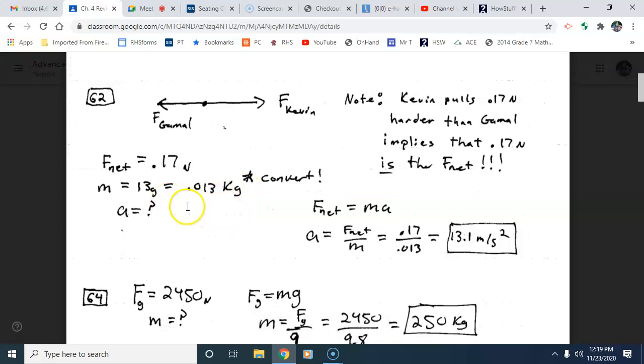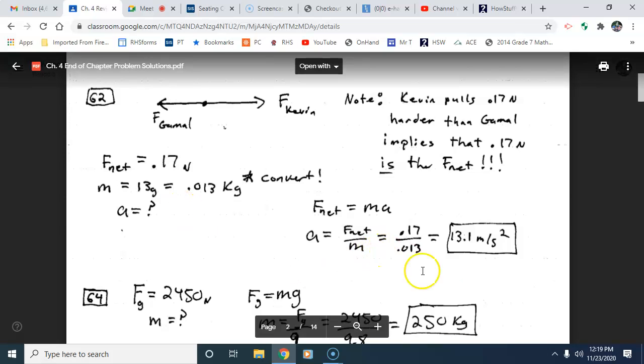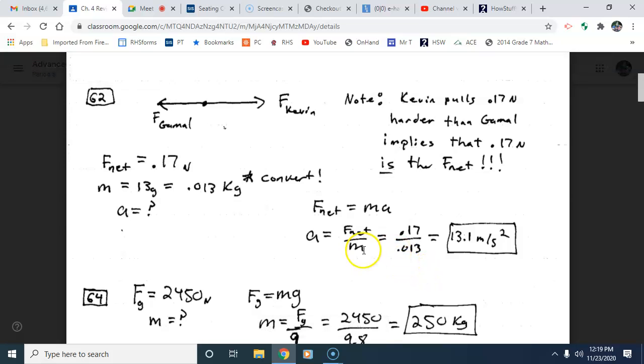3 places to the left, that's just a decimal conversion you could use your stair chart for if you need it. And simply plug in 0.17 for the F net, divide over the m, plug in our converted m, and at the moment the net force, when they start pulling and it goes in favor of Kevin because he's obviously pulling harder, it will accelerate at 13.1 meters per second squared.